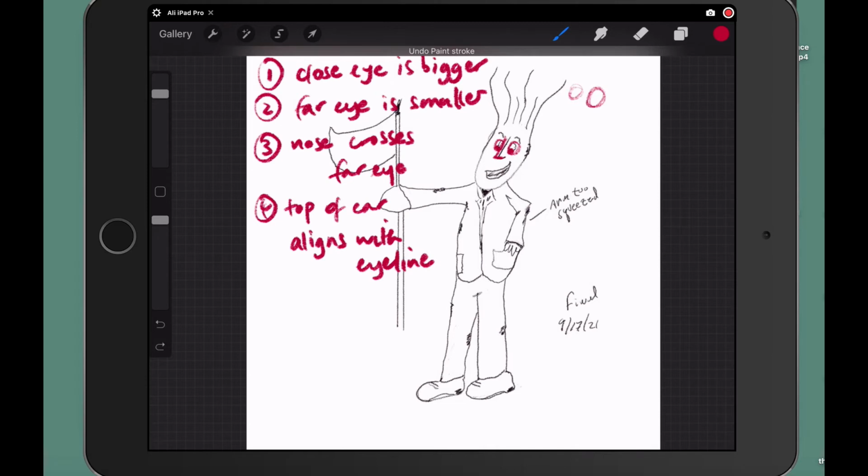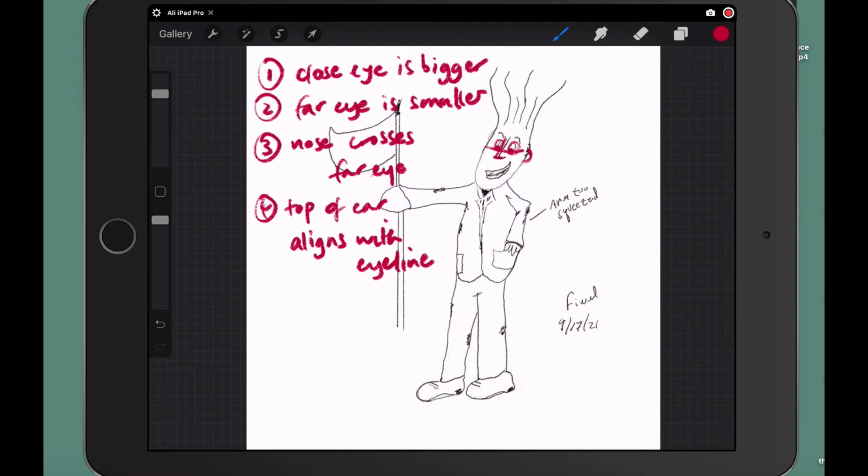Okay, the next thing is the top of the ear to align with the eye line. So again here, if we look at the eye line like this, you can see that the center of his ear aligns with the eye line, and what we want is to have it like this. Okay, so the top of the ear to align with the eye line.